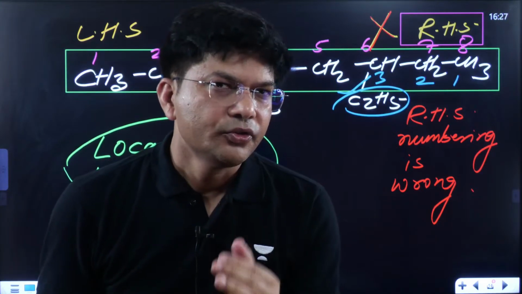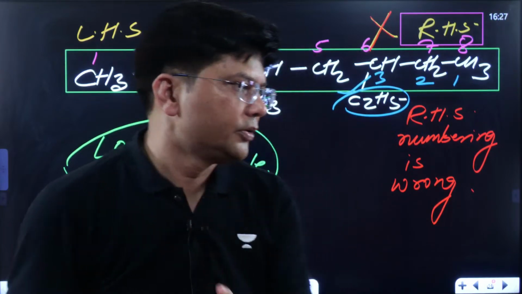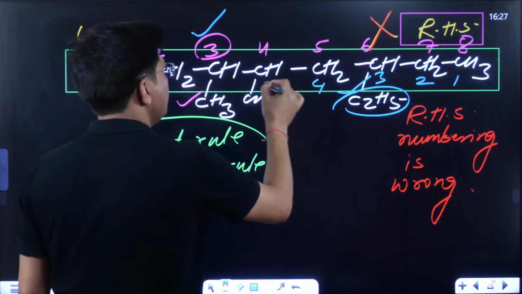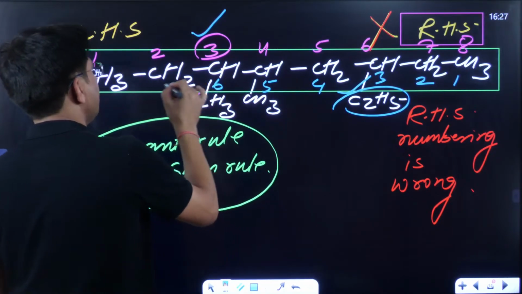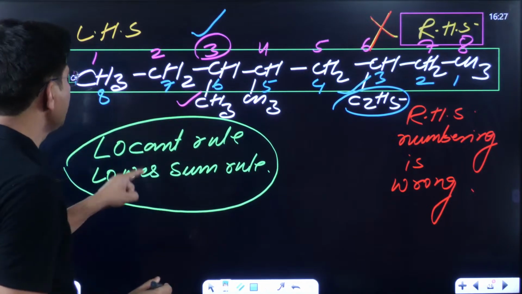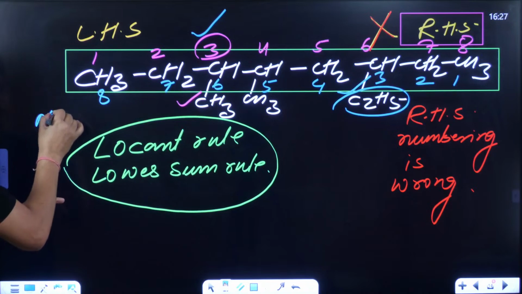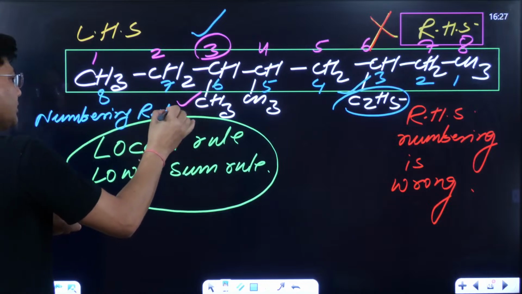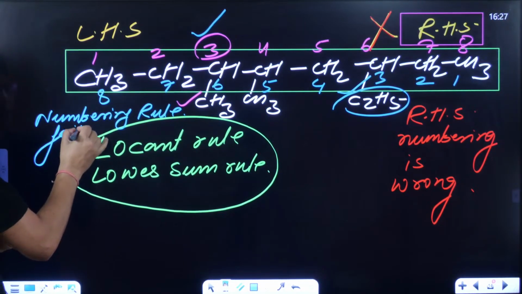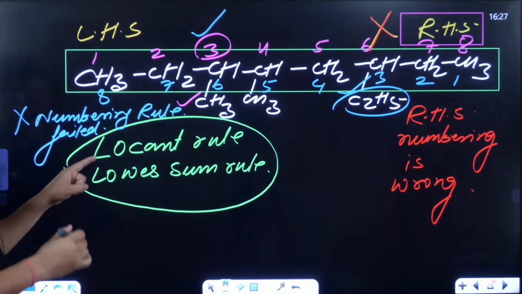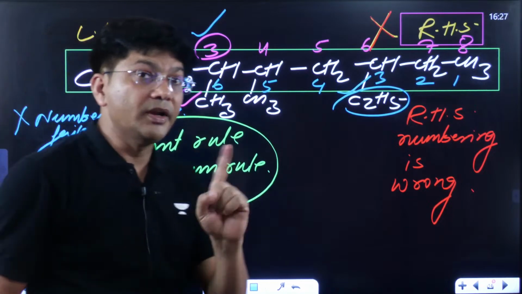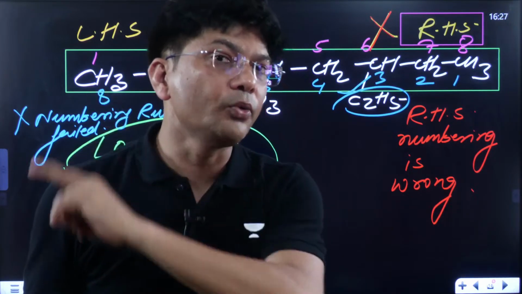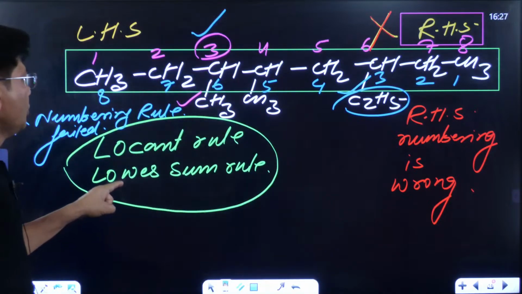From both sides, the substituent carbon is coming third, from this side as well as from that side. Now the initial numbering rule got failed. Once the numbering rule fails, only then can you apply the locant rule. Do remember, if the numbering rule is not failing, you can never apply the locant rule. Once the numbering rule fails, you have to apply this lowest sum rule.